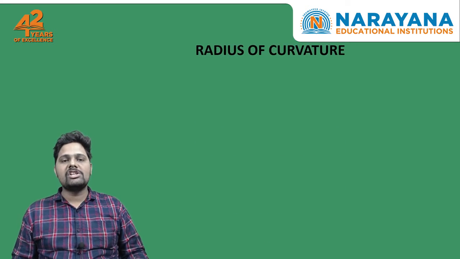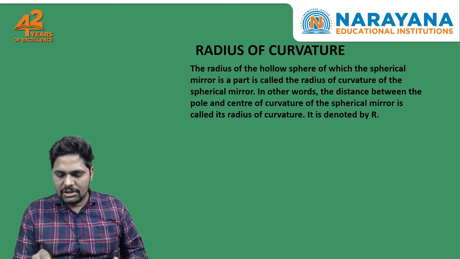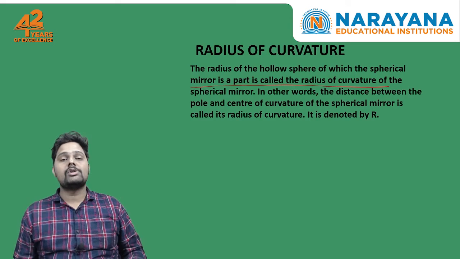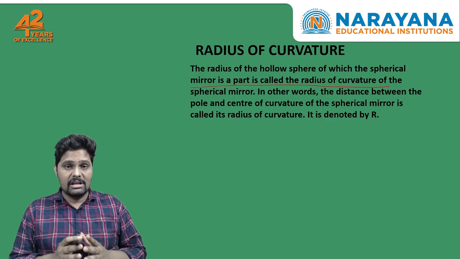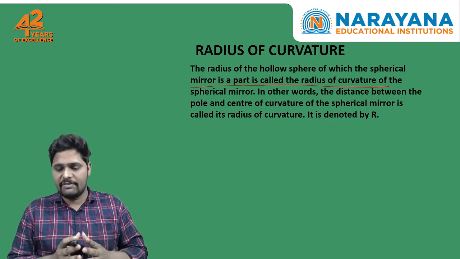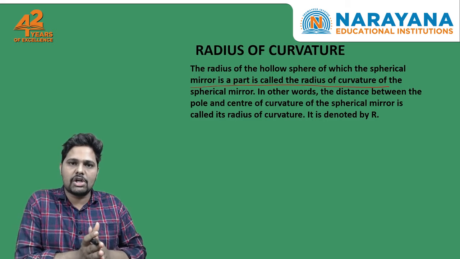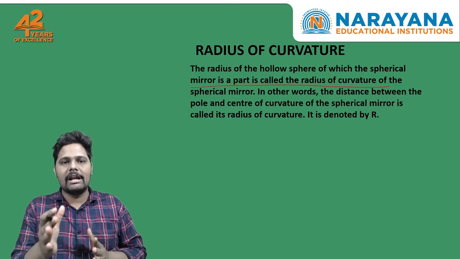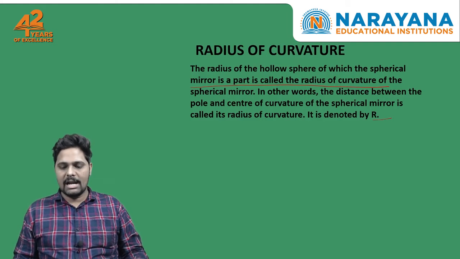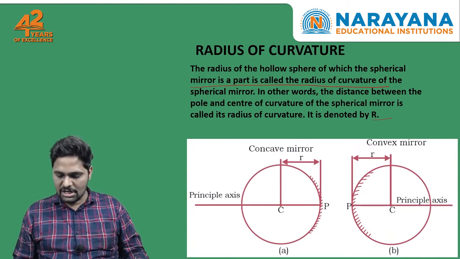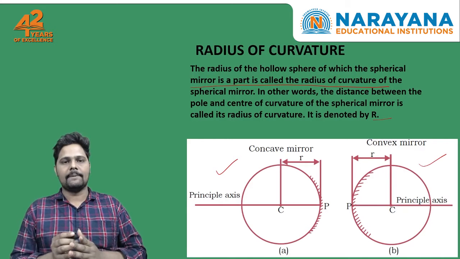Moving on to radius of curvature. The radius of the hollow sphere of which the spherical mirror is a part is called the radius of curvature of the spherical mirror. In other words, if you are confused by the definition, we have one more definition: the distance between the pole and the center of curvature is called the radius of curvature, and it is denoted by the capital letter R. Let us see the diagrammatical representation of radius of curvature for a concave mirror and for a convex mirror.